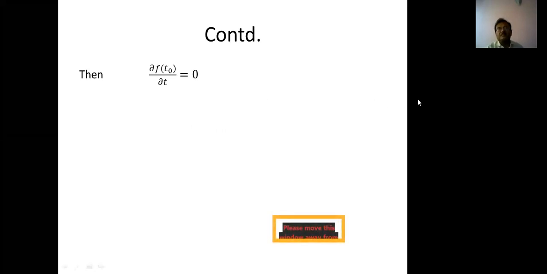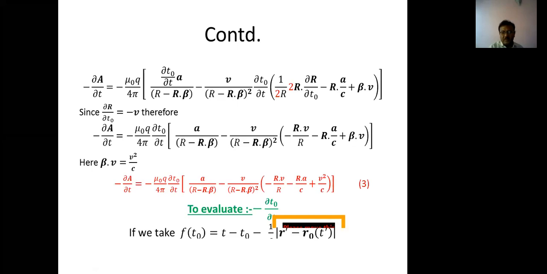Try to do that. Plug the value of this f of t naught that we have written in the previous slide. This one. So many things are there too. Okay, so this is here.